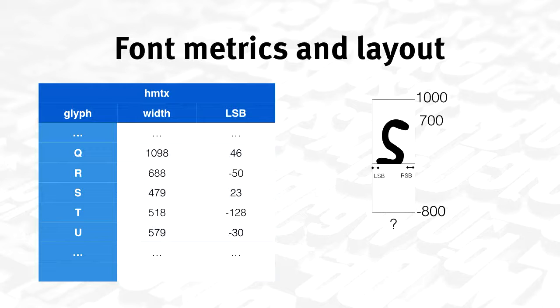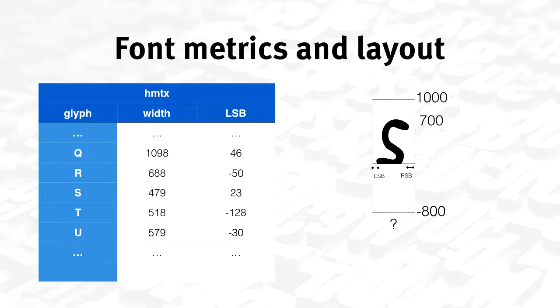So how wide is our S? Well, we can see it is 479 units wide. And then each font has got normally some space to the left or the right of the character, so that there's a bit of space around it. The left side bearing and the right side bearing. So we start our conceptual box of type at one point, and then when we draw the outlines, when we render them, we'll render them 23 units across.